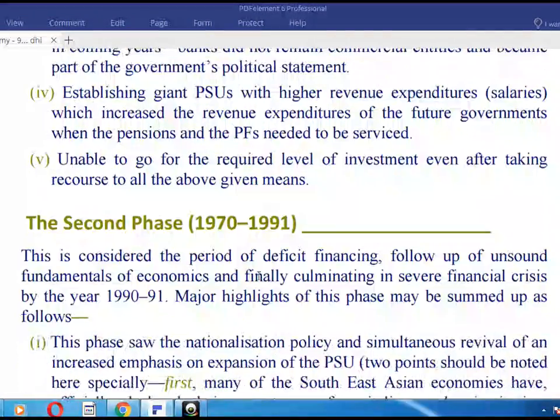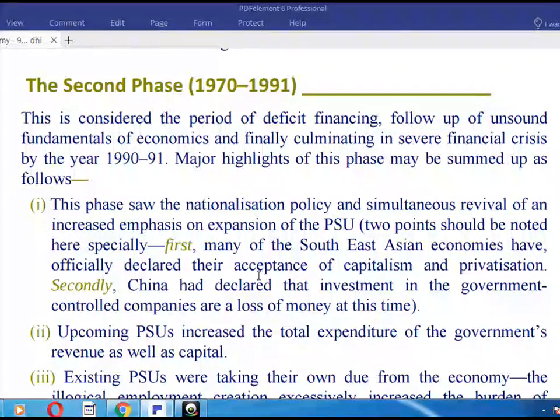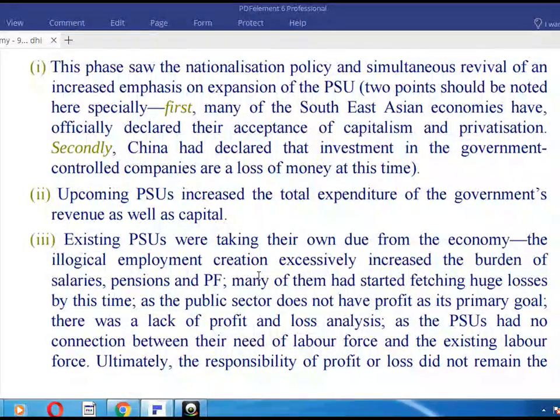The second phase, 1970 to 1991. This is considered the period of deficit financing followed by the phase of unsound fundamentals of the economy, and finally culminating in severe financial crisis by the year 1990 to 1991. Major highlights of this phase may be summed up as follows. This phase saw the nationalization policy and a simultaneous revival of increased emphasis on expansion of the PSUs. Two points should be noted here especially.